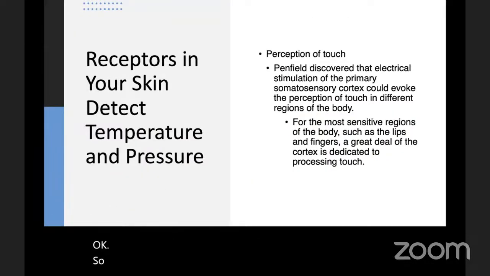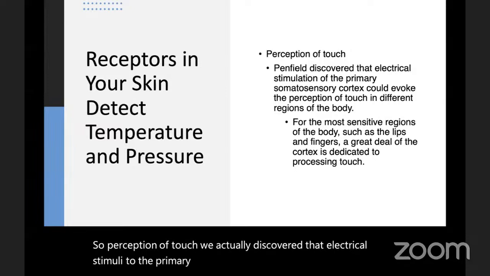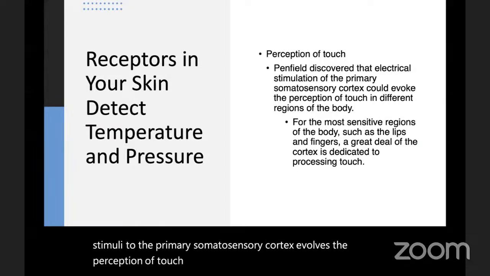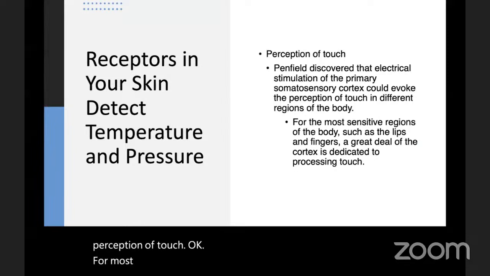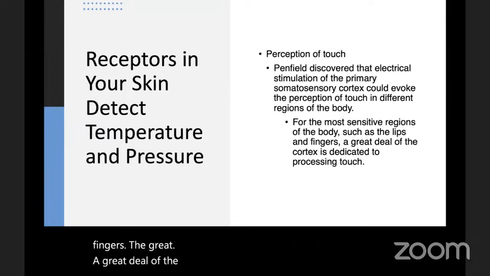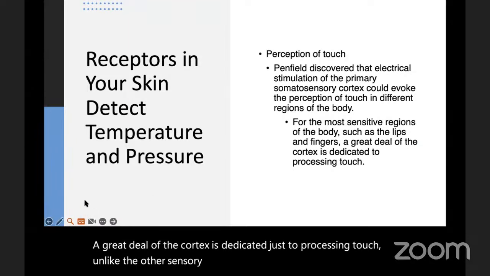So perception of touch. We actually discovered that electrical stimuli to the primary somatosensory cortex evokes the perception of touch. Okay. For the most sensitive regions of the body, such as the lips and the fingers, a great deal of the cortex is dedicated just to processing touch, unlike the other sensory systems.